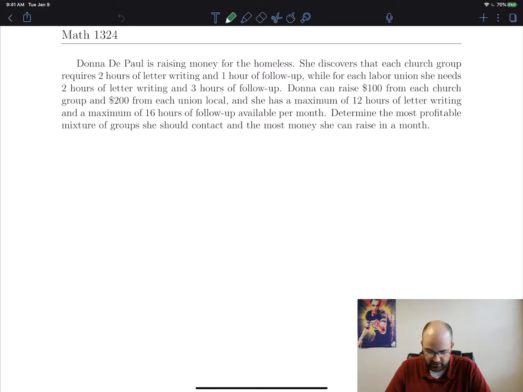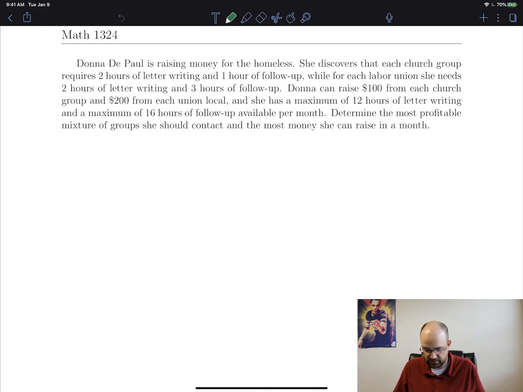She discovers that each church group requires 2 hours of letter writing and 1 hour of follow-up, while for each labor union, she needs 2 hours of letter writing and 3 hours of follow-up. Donna can raise $100 from each church group and $200 from each union local. And she has a maximum of 12 hours of letter writing and a maximum of 16 hours of follow-up available per month. Determine the most profitable mixture of groups she should contact and the most money that she can raise in a month.